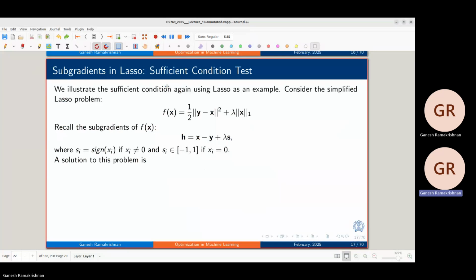Therefore, if... So now you might wonder, how can I characterize xi? Here we say if xi is not equal to 0, then it's sign of xi. But xi is what I want to estimate in the first place, right? How would I know the sign of xi if I don't know xi? So what do we do? The chicken and egg problem.